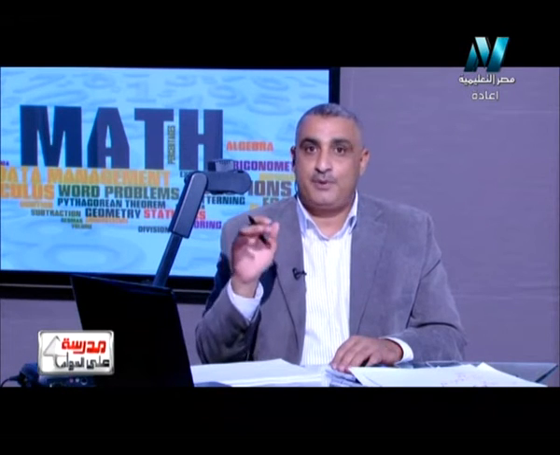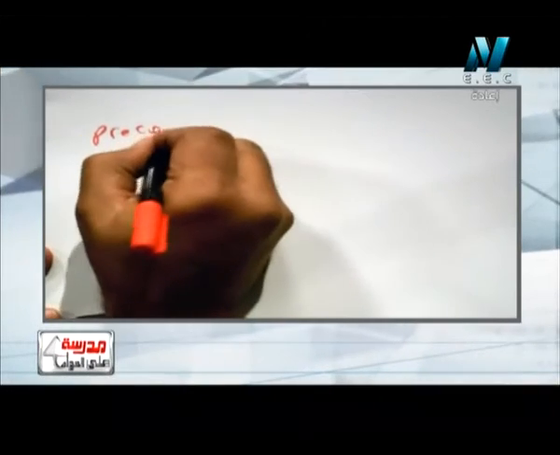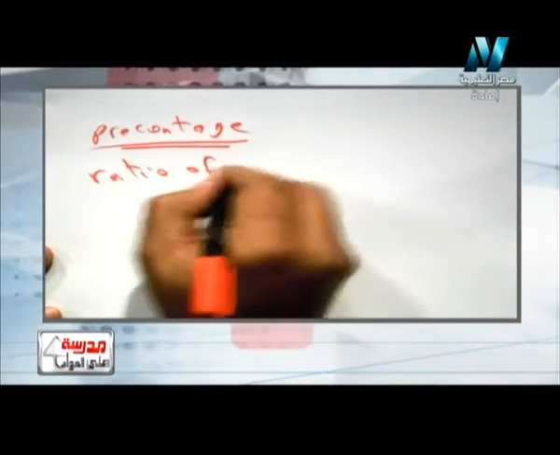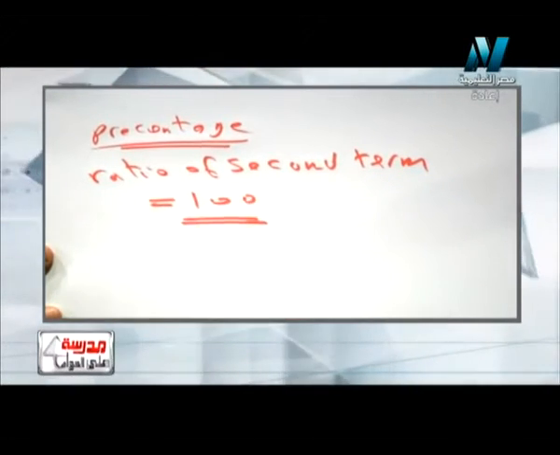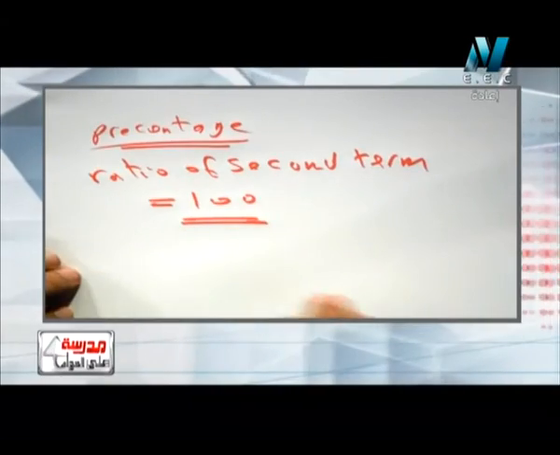Percentage, my dear students, is a ratio with second term equals 100. يعني ايه percentage؟ البرسنتج ريشيو زي ما اتفقنا احنا شغالين first و second unit على الريشيو and its applications. Percentage means ratio of second term equals 100. It's a very important definition, very simple definition.